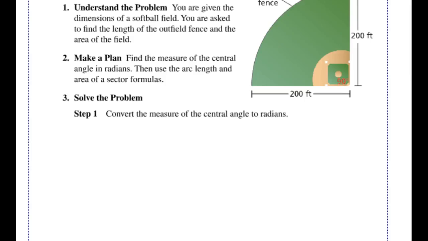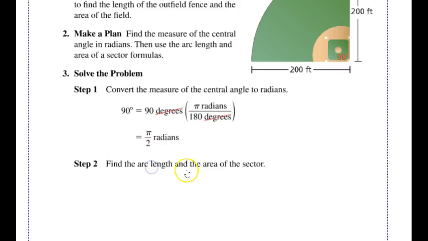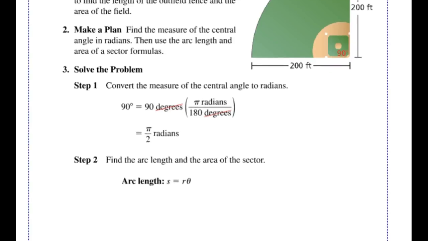So I can use the information that I'm given on that last page to find what I'm looking for. The first thing I notice is I am given my angle in degrees, and in order to use the formulas on the previous page, I have to be dealing in radians. So I want to first convert this angle measurement to radians. Since I'm going to radians, my pi radians is going to be in the numerator, and I can simplify and solve, and it's pi over 2 radians. So now that I have this angle in radians, I can use the other information to find my arc length and the area of my sector.